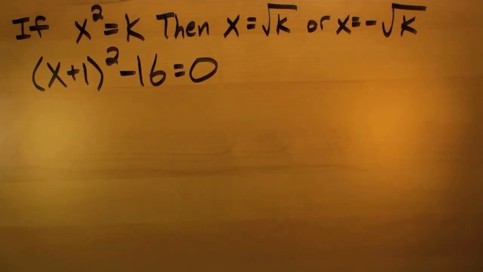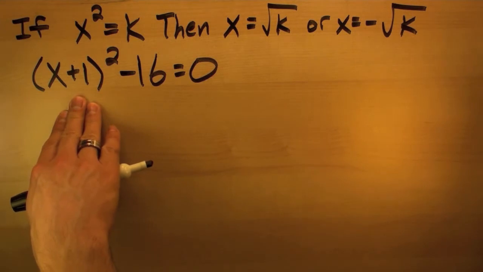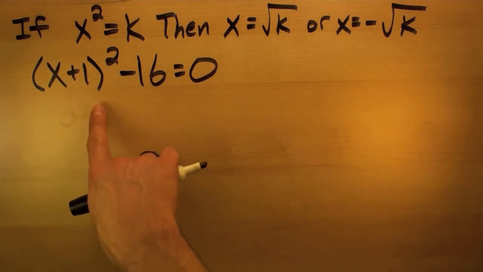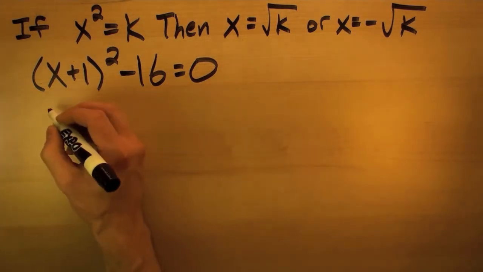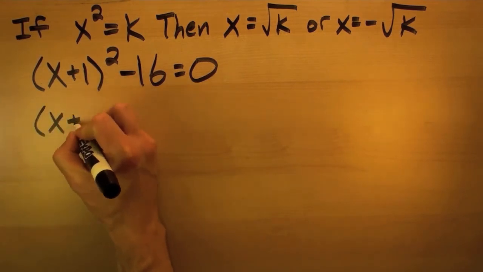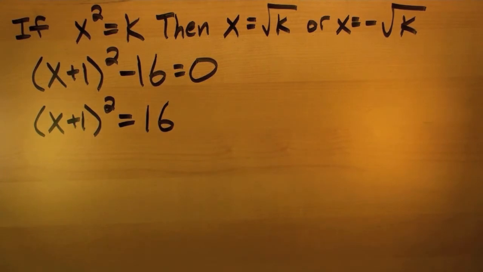The square root property also holds when the thing being squared is itself an algebraic expression. So we treat it exactly the same way as we did the previous problems. First, let's get the thing being squared isolated. So we'll add 16 to both sides. So x plus 1 squared equals 16.